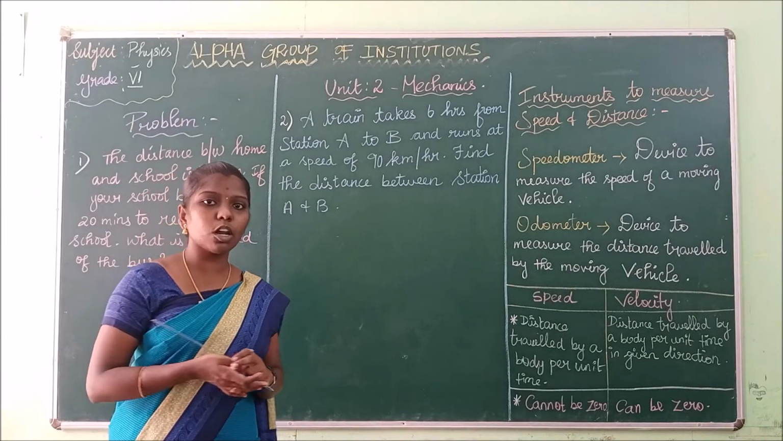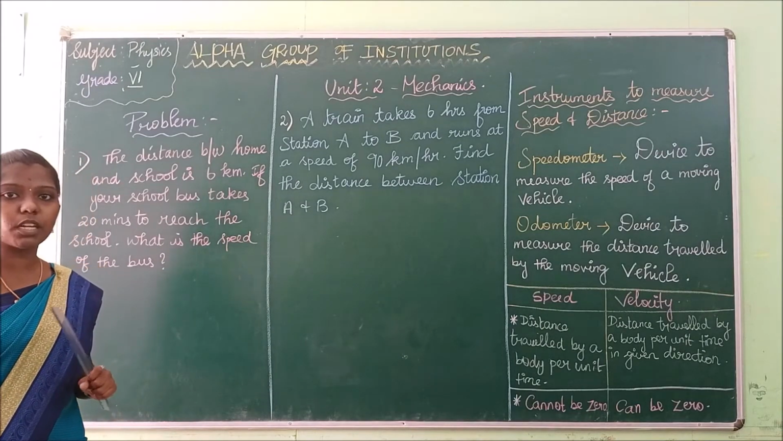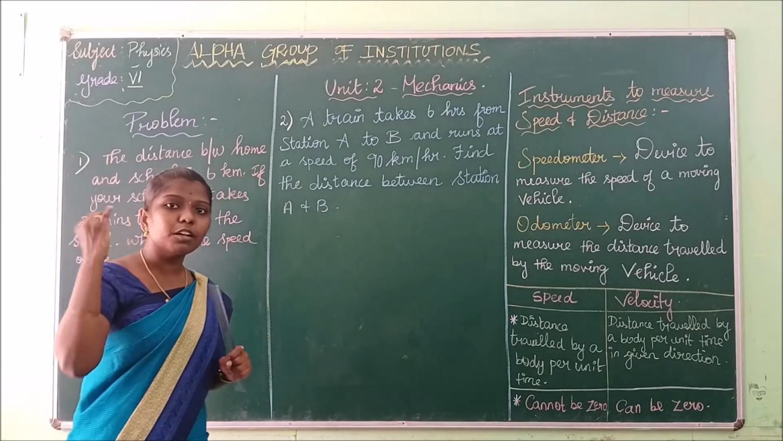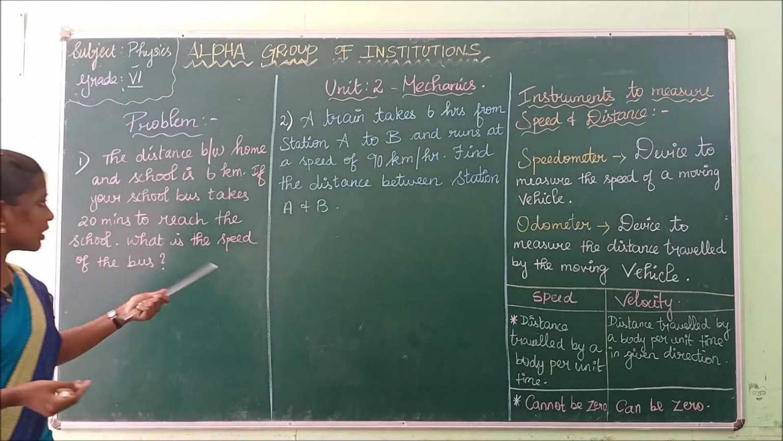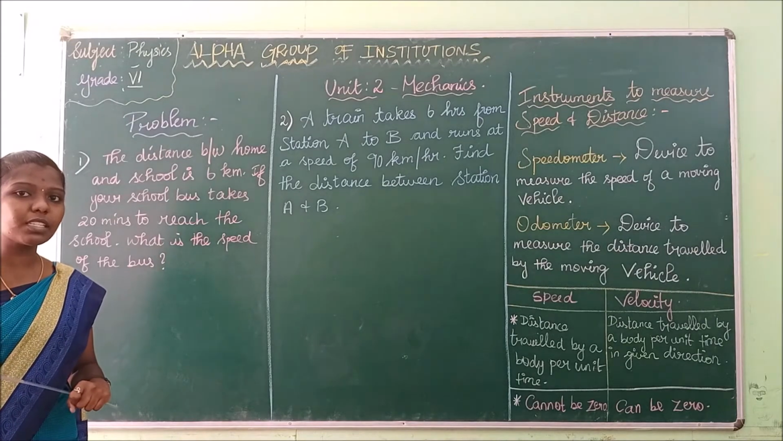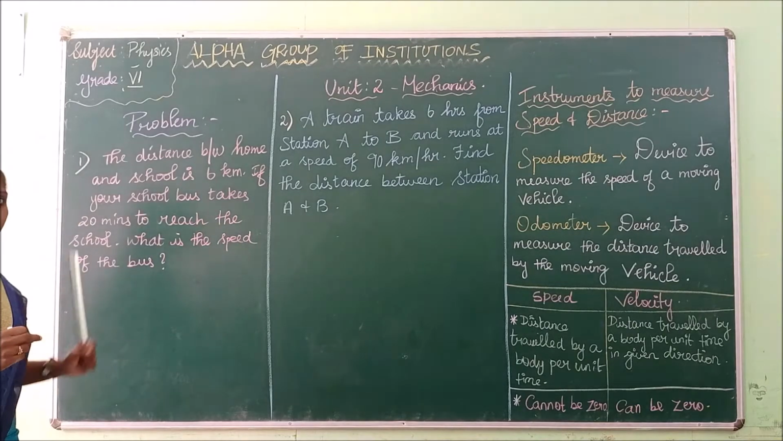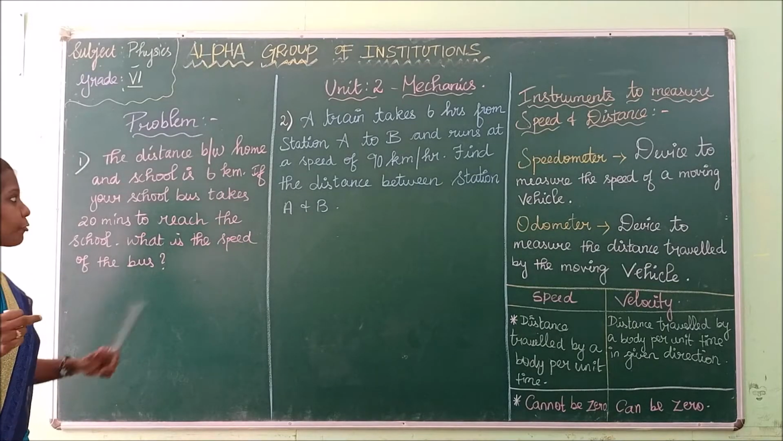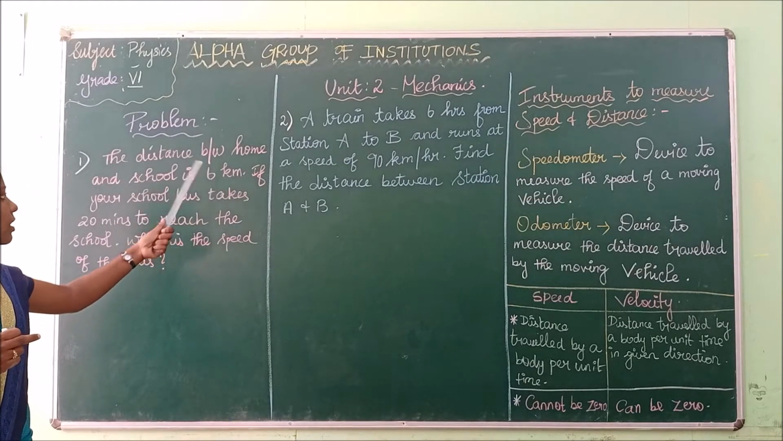Now we are going to solve a problem based on speed. We have seen three formulas, right? The formula for speed, formula for distance and formula for time. Now we are going to see the example problems based on those three formulas: speed, time and distance. The first problem, I will read the question for you. Listen carefully. The distance between home and school is 6 km.